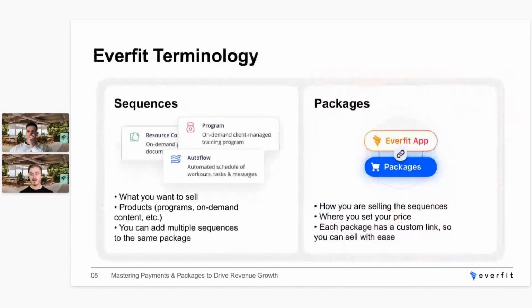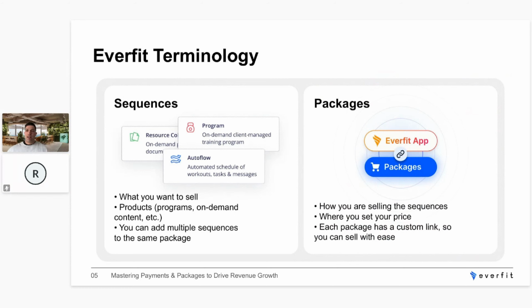Cool. So next we'll just talk a little bit about some Everfit terminology, and I'll throw it over to Joey here because he's definitely an expert in this area. Yep. So with terminology, two main words you're going to hear are sequences and packages. The sequences are kind of just what you want to sell, like the products you're going to be selling. So anything from programs to any on-demand content, any auto flows or anything like that, is what those sequences are going to contain.